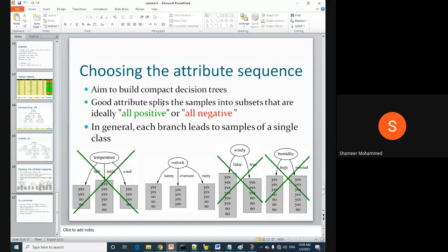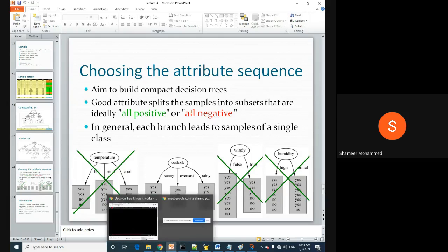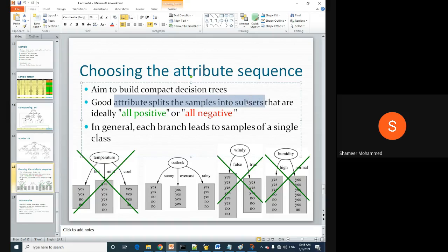A good attribute splits the sample into subsets that are ideally positive or ideally negative. So you have to divide the data. That is what this video is telling, split the sample into subsets. It should not be all yes, it should not be all no. It should be a mixture, a combination. So here some maximum yes are there. Maximum yes.